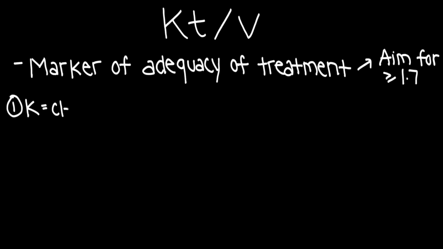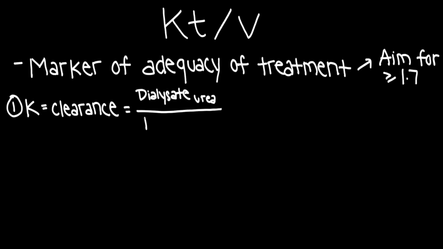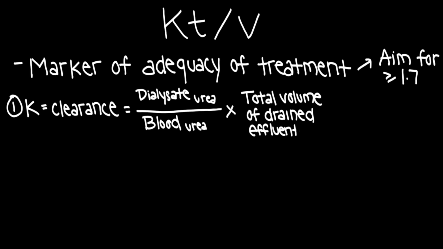First, there is K, which stands for clearance. The breakdown of how we calculate K is dialysate urea, which is a measured value, over blood urea, or BUN, times the total volume of drained effluent. For calculation purposes, when we think about the quantity of drained effluent, we can break it down into the total volume of dialysate we are putting in for our exchanges, plus the total amount that we UF, or ultrafiltrate, off.